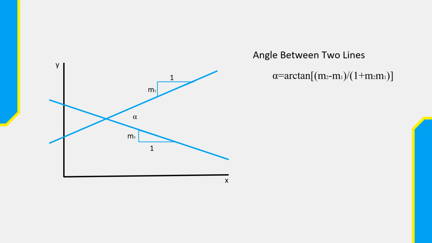The equation utilized to determine this angle is alpha equals the tangent inverse, or arctan, of the slope of line 2 minus slope of line 1, divided by 1 plus the slope of line 2 times the slope of line 1.